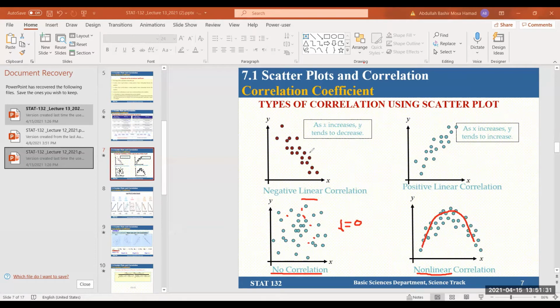Doctor, the third one I didn't understand. The third one, the no correlation? This is no correlation because there is no specific pattern. It looks random: X increases, Y goes up or down, but not like X increases, Y increases, or X decreases, Y decreases. So we call this no correlation, no relation. Why no relation? Because there is no specific pattern.